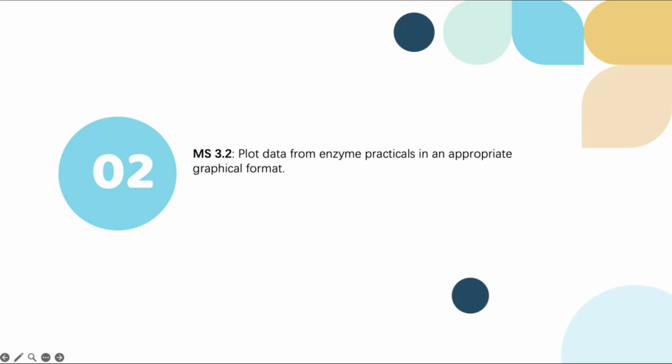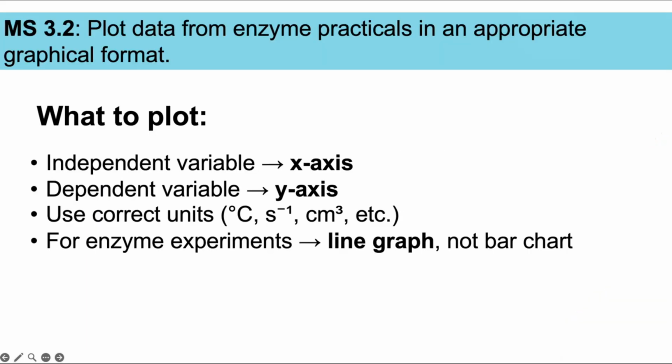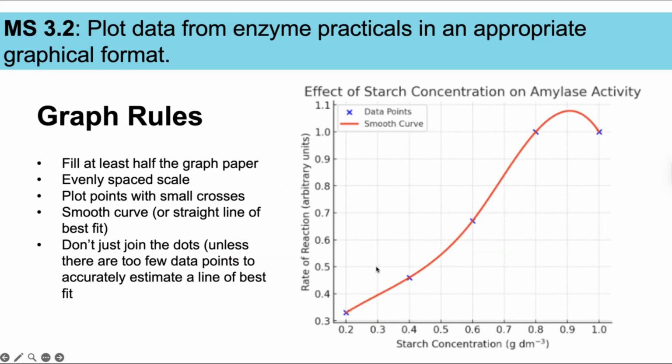Next then we've got plot data from enzyme practicals in an appropriate graphical format. So the sorts of things you would need to do then is create a graph using the data that you're given or from your actual experiment, and you need to know what to plot. So your independent variable always goes on the x-axis, and that's actually the case for any graph. And the independent variable is what you are deliberately changing. Dependent variable always goes on the y-axis, and that is what you are measuring. You always need to make sure that you're using the correct units and you put the units on your axes. And for enzyme experiments, it should always be a line graph, not a bar chart.